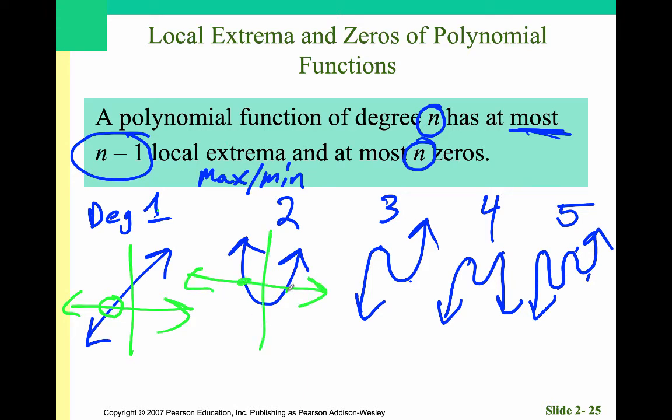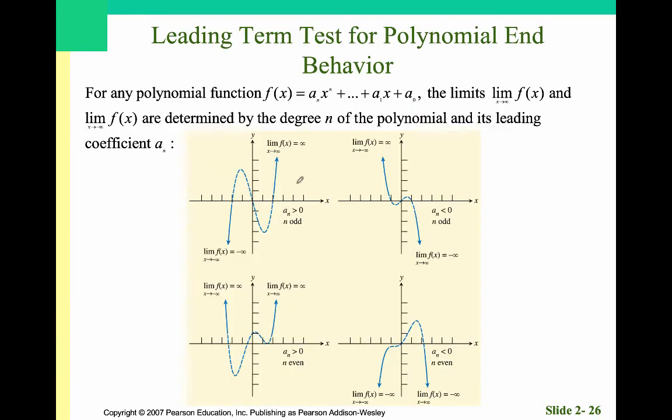I have 2 zeros. I could have, at most, the maximum, 1, 2, 3 zeros. I could have 1, 2, 3, 4 zeros. I could have 1, 2, 3, 4, 5 zeros. And that's the maximum number of zeros that any polynomial could have.